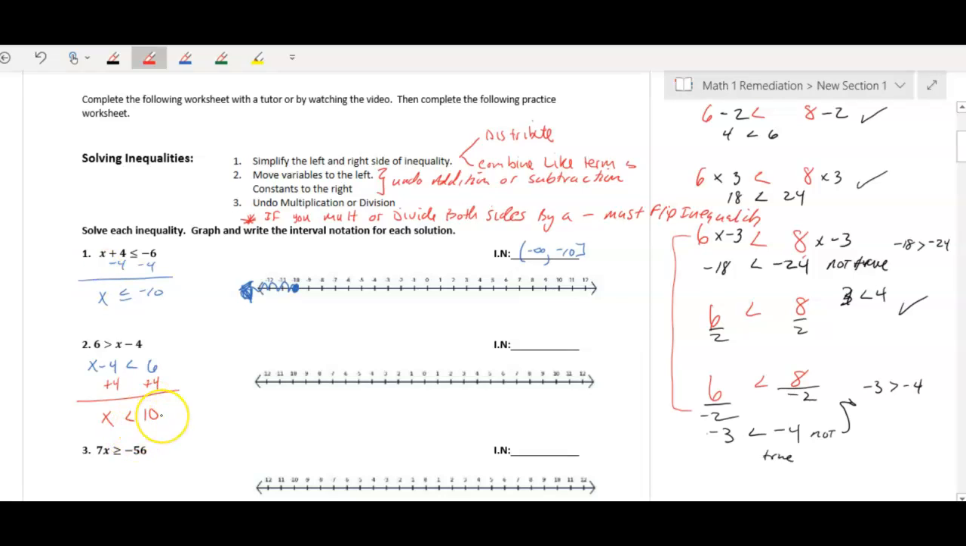Because I'm strictly less than, I'm not equal to, I'm going to put an open dot on 10. Because I'm less than 10, I'm going to shade to the left. Right away, I know my lower bound is negative infinity. My upper bound is 10. So it's going to go from negative infinity to 10. I'm going to put a round bracket on 10 because I'm not equal to.